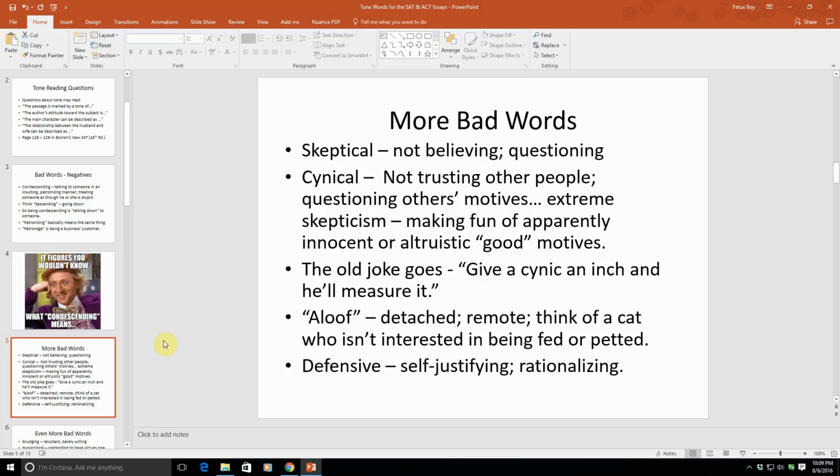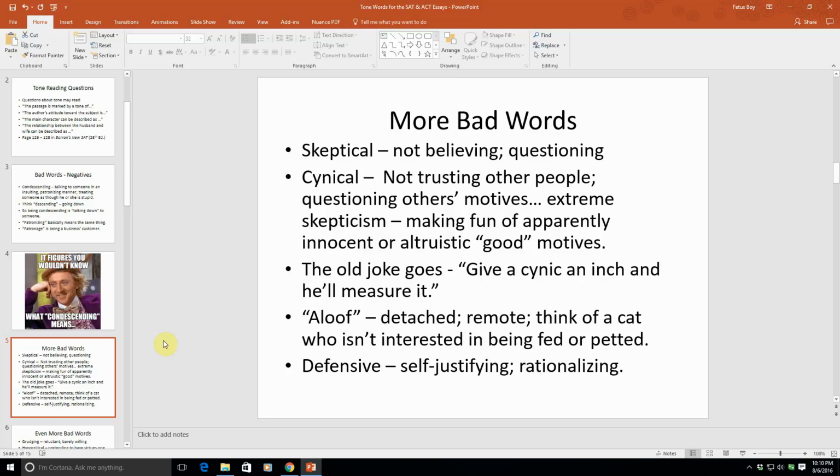So if I say, Joe's bar cares about you and doesn't want you to drink and drive, and that's why if we think you've had too much, we'll cut you off, a cynic might say, oh, Joe's bar just doesn't want to get sued. They don't care about you. Something like that. Aloof. Here's another word. It's detached. It's remote. Think of a cat who isn't interested in being fed or petted. It's just looking at you from across the room like, oh, you're here. And then it goes back to licking its fur.